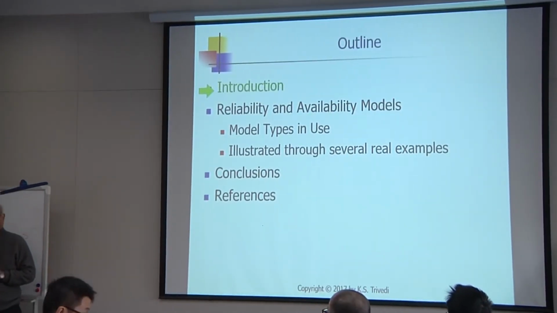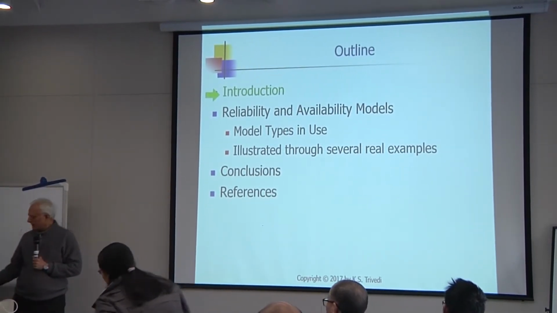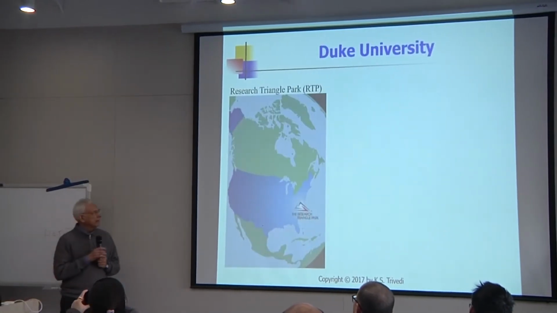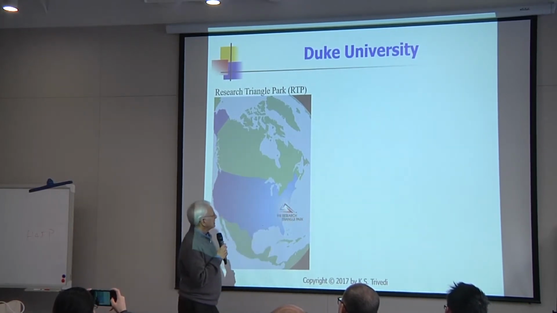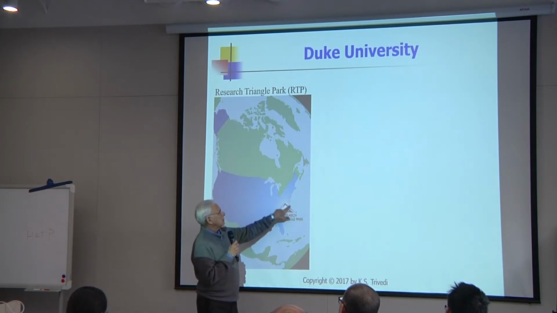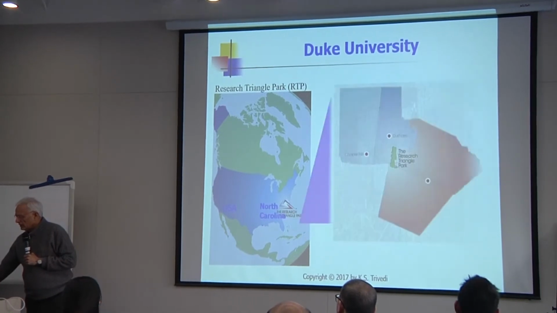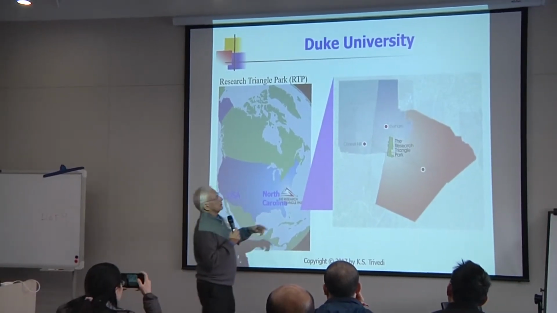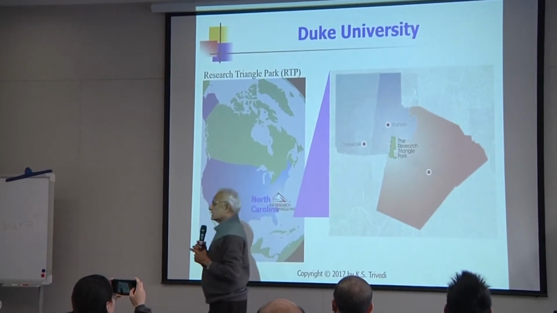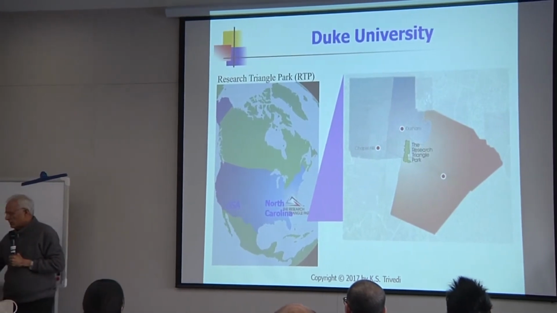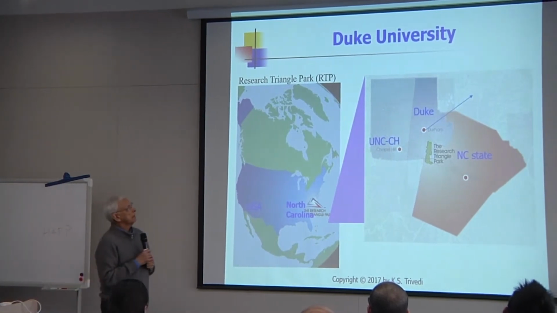In any case, a brief introduction. Many of you may not know where Duke University is, so I'm going to give you a little geography lesson. Duke University is in North Carolina. North Carolina is a state in the southeastern United States. And there is an area called Research Triangle Park. Since it's a triangle, there are three vertices or cities: Chapel Hill, Durham, and Raleigh. And each of these has a major university. Duke is over there in Durham.